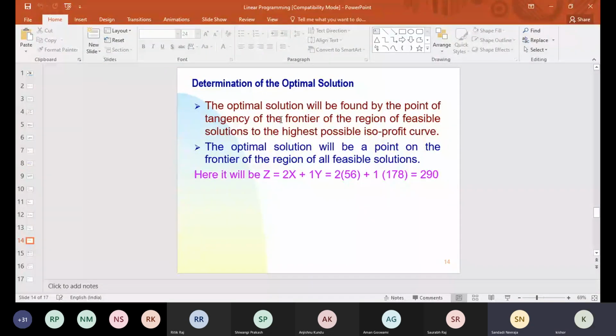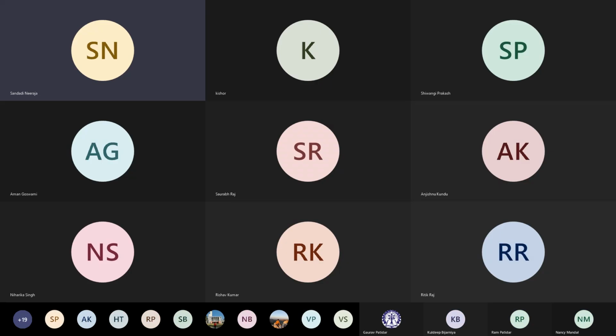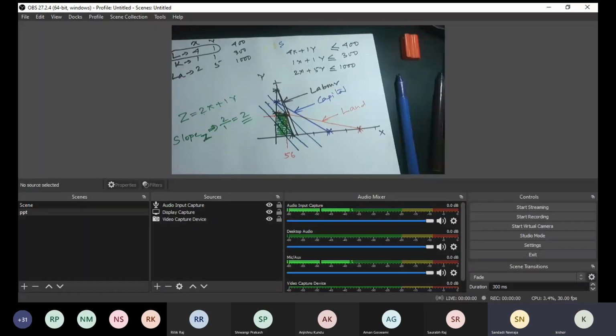The optimal solution will be found by the point of tangency of the frontier of the region of feasible solution to the highest possible isoprofit curve. So in this case, you see in our diagram, I am going back. In our diagram, you see these are three possible isoprofit lines.